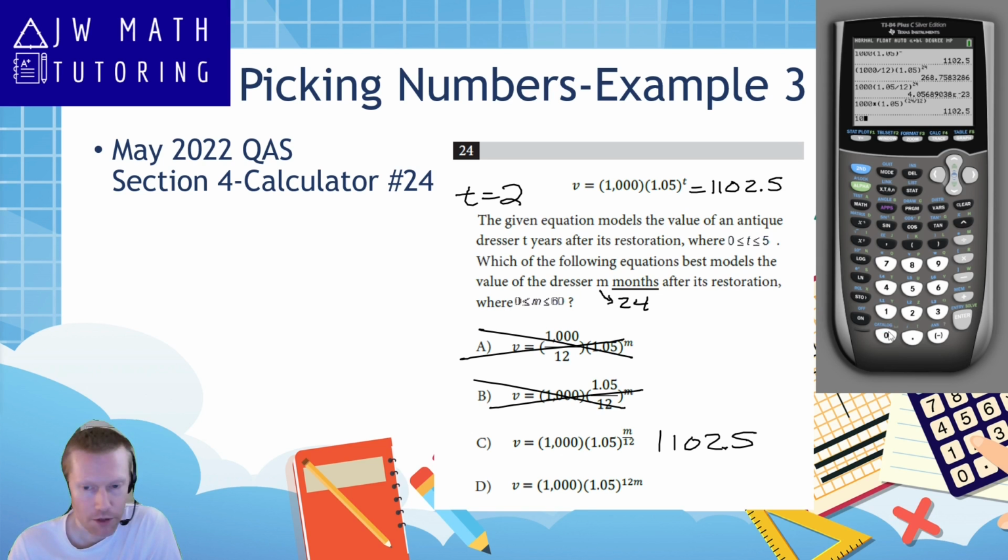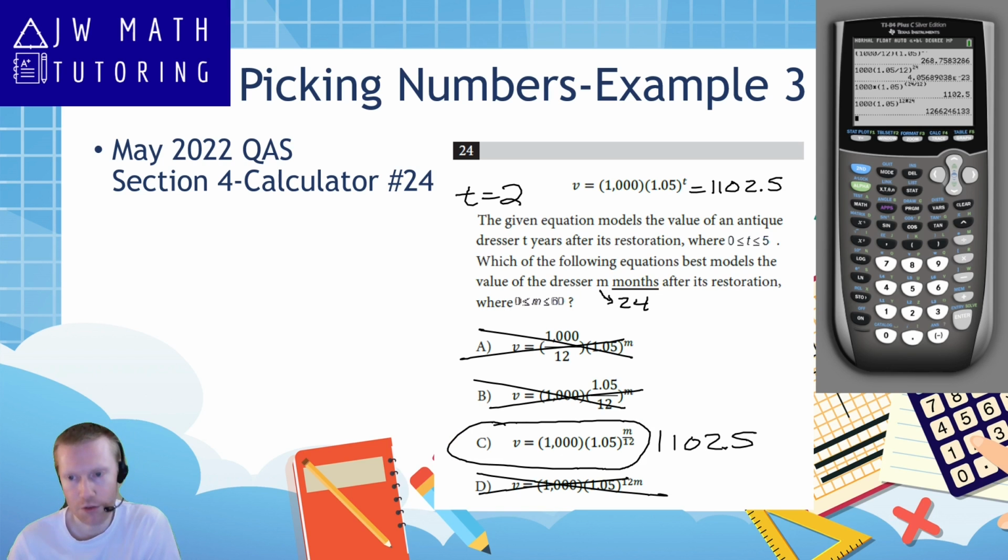So I've got 1000 times 1.05 to the, and now up here I have 12 times m, which is 24. Okay, that's some extremely large number. That's obviously not the correct answer. So the correct answer is just answer choice C.